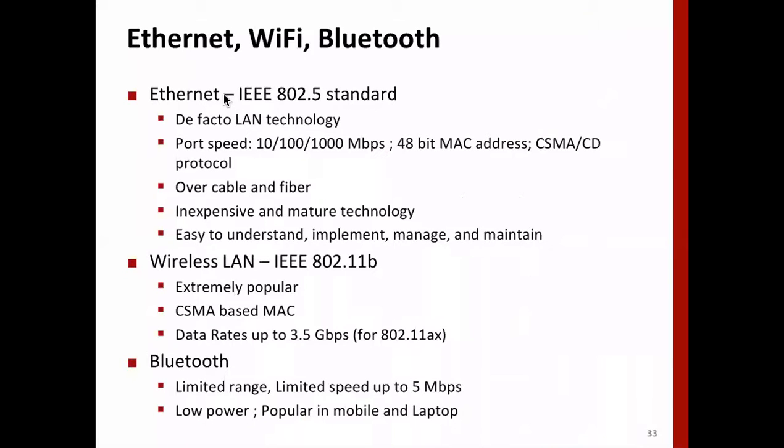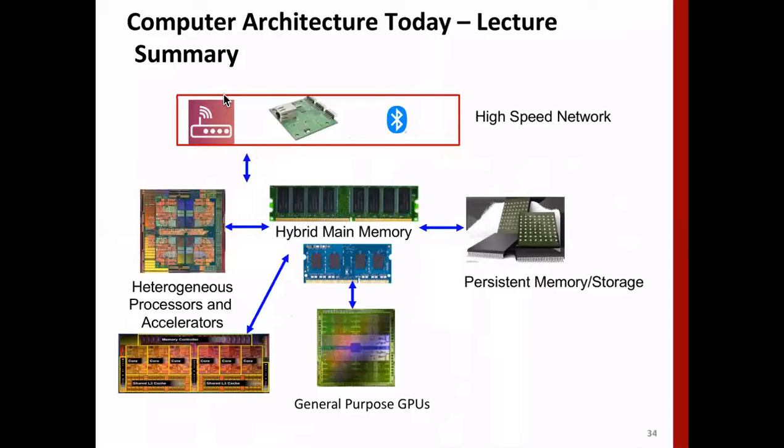And then we have Wi-Fi and Ethernet. Ethernet is of course the de facto LAN technology, and it can operate at various speeds from 10 megabits per second to gigabit per second. It has a 48-bit MAC address. We'll study the CSMA/CD protocol. It is a very mature technology. And Wi-Fi we have discussed in general. So it will have Wi-Fi chipsets and Bluetooth chipsets. So this is all about what we have discussed today.